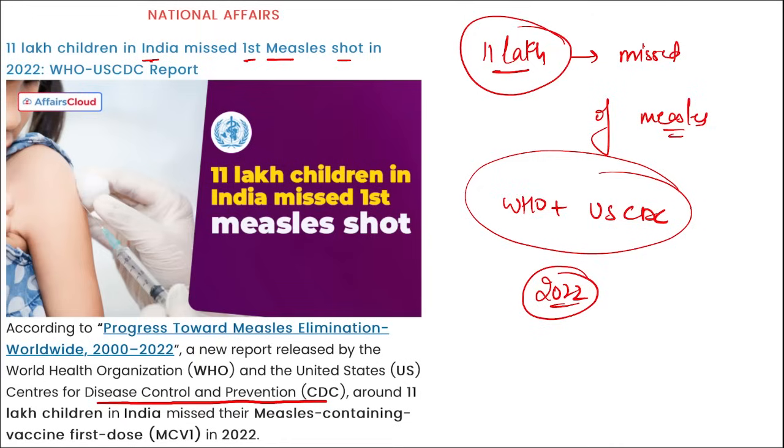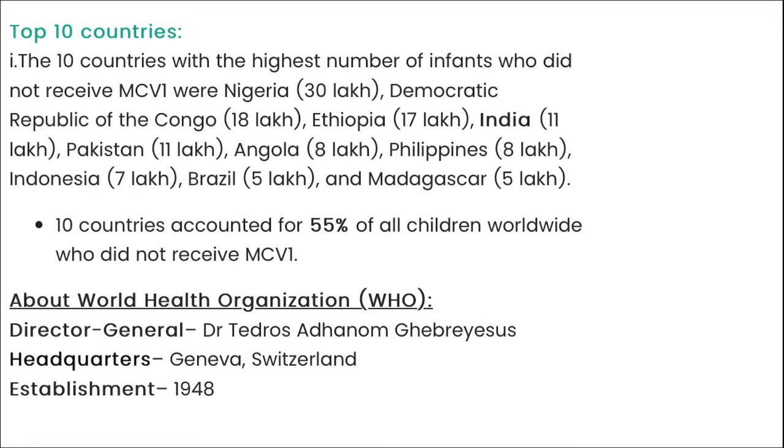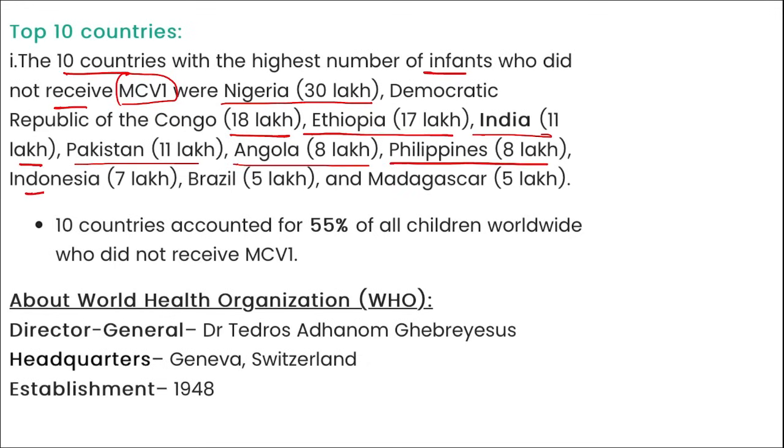Globally, India is featured among the top 10 countries with the highest number of children who have missed their first dose. In 2022, almost 37 countries witnessed large or disruptive outbreaks, where India reported almost 41,000 measles cases. Here you can see the top 10 countries with the highest number of infants who did not receive this MCV1, the vaccine for measles: Nigeria 30 lakh, Democratic Republic of Congo 18 lakh, Ethiopia 17, India 11, Pakistan 11, Angola 8, Philippines, Indonesia, Brazil and Madagascar and so on. These 10 countries accounted for 55% of all the children worldwide who did not receive this measles vaccine.